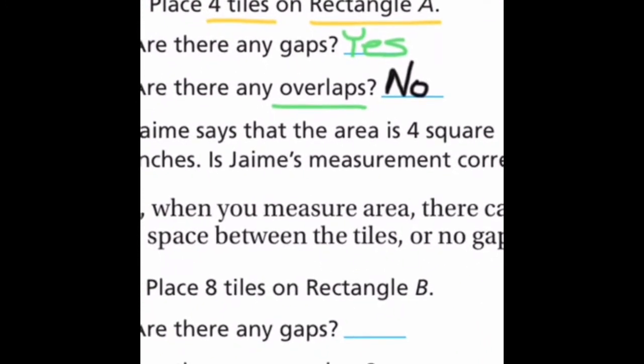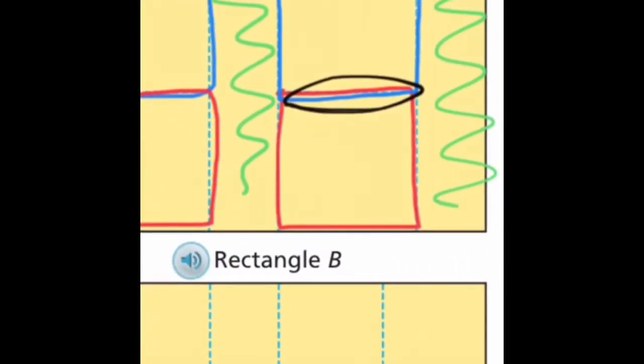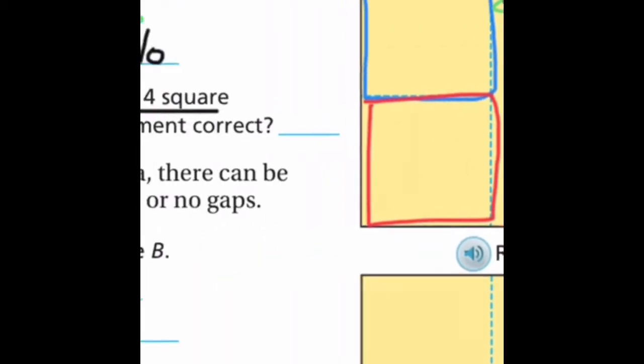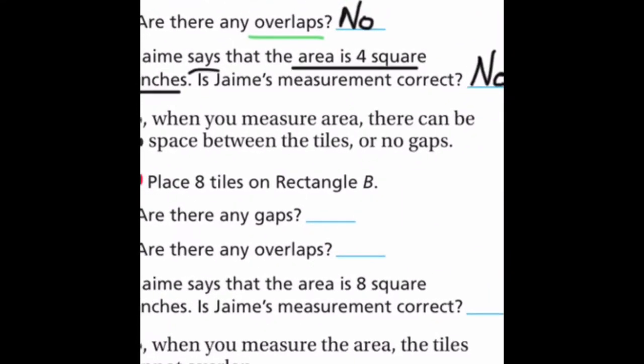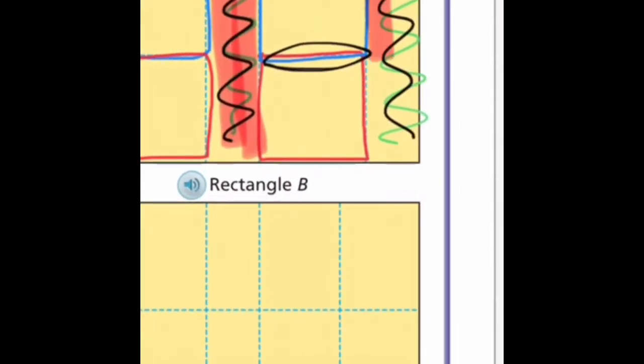So let's look at the next thing. It says, Jamie says that the area is 4 square inches. Is Jamie's measurement correct? Well, if we look at this, we see that Jamie hasn't covered up all of that rectangle A. So no, that's not correct. We have to cover up the whole thing with no overlaps. All right, let's look at this next little part. It says, so when you measure area, there can be no space between the tiles or no gaps. Okay? And we definitely had gap here and gap here.